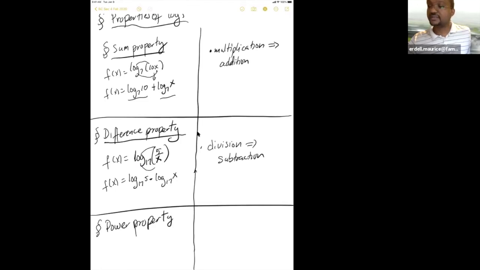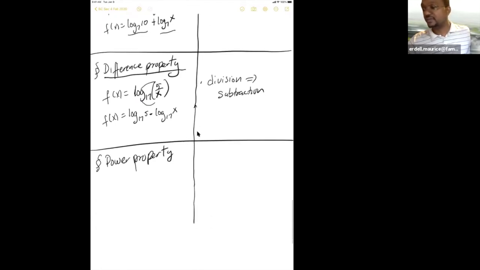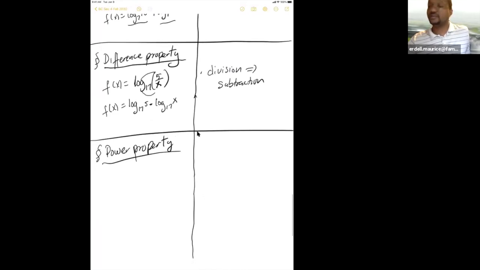Remember Thundercats? Thundercats are on the loose. Thundercats are loose. Thunder, thunder. No? f of x equals, oh, somebody remembered. Yay.